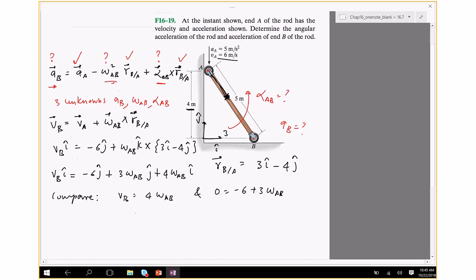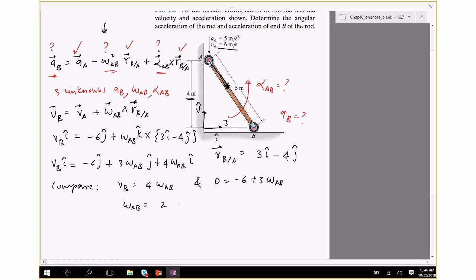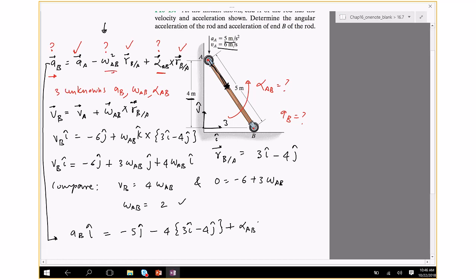From those two equations, we can see that omega AB is known, and we just need omega AB to solve for a_B. So a_B, we know the direction, it's going to be along i, equals a_A, that is given as 5 meters per second squared downward, so minus 5j, minus omega AB squared, so 2 squared, so 4, times the vector A to B, 3i minus 4j, plus alpha AB, which is unknown, so let's assume it to be in the counterclockwise direction, times 3i minus 4j.